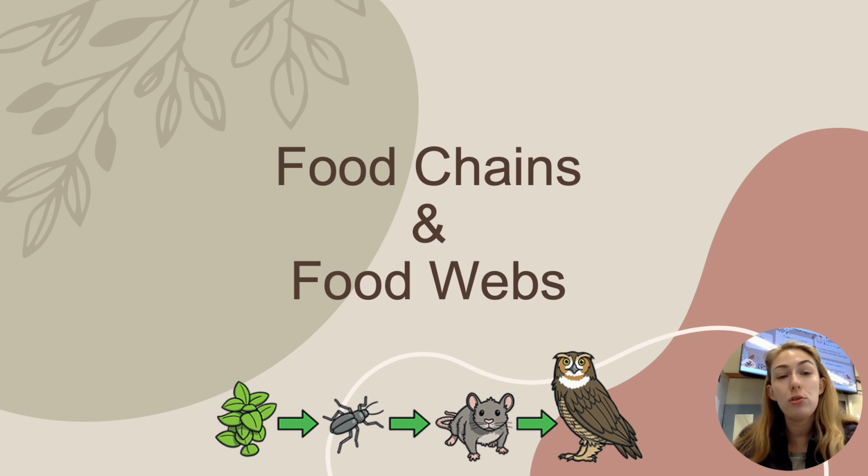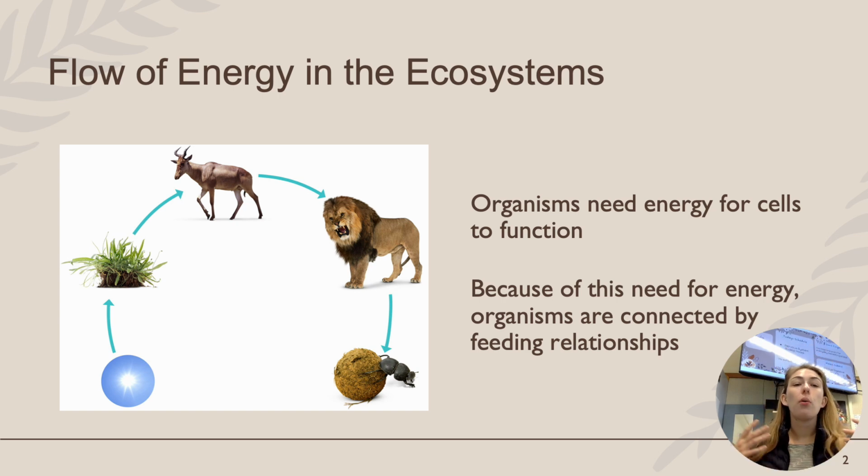All right, we're going over our food chains and food webs now. All right, so the flow of energy in ecosystems. Remember, organisms need energy for cells to function. If we don't have energy, our cells die. Because of this, the need for energy in our organisms is going to be connected by a feeding relationship. Remember, our plants get energy from the sun. An organism eats those plants to get energy in the form of ATP, and then we either eat the plant or we eat the organism that ate the plant. So energy is being passed down.